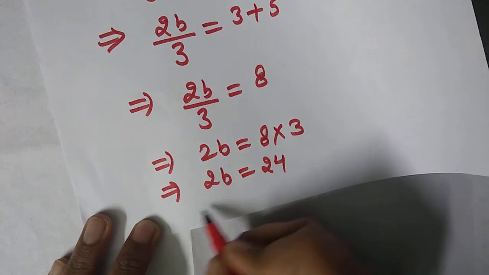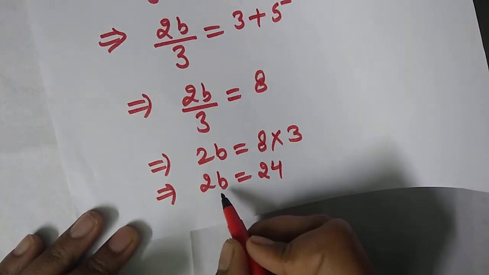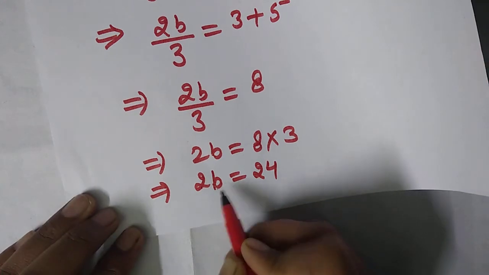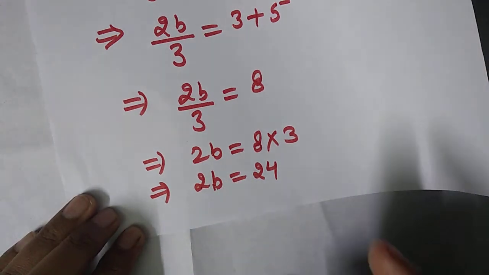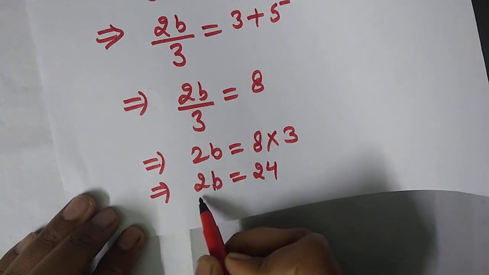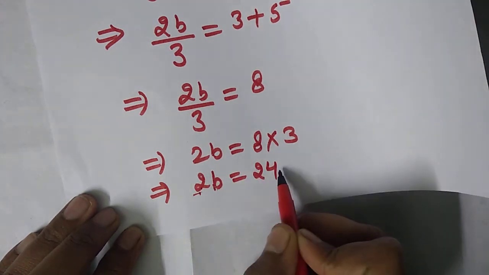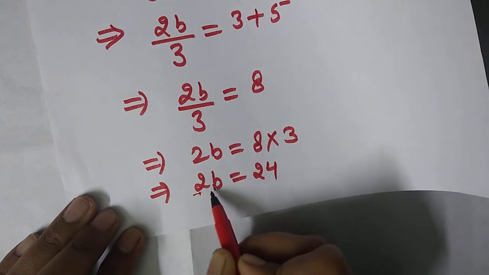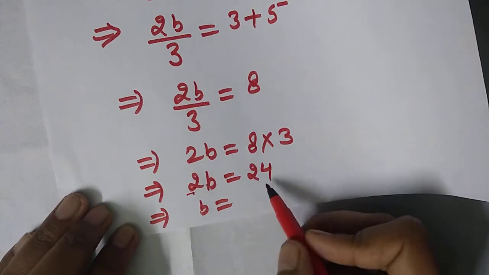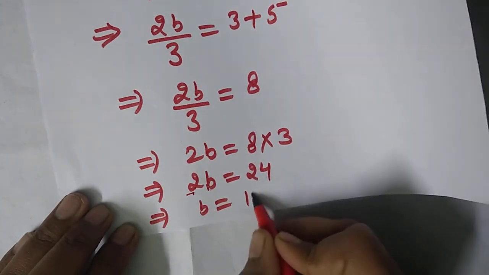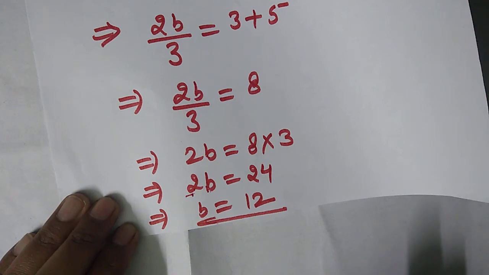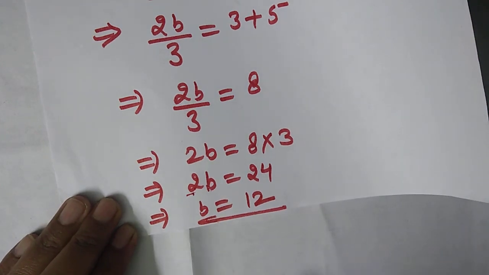Now we have to find the value of b. This 2 is in multiplication with b, and I want simple b, so I have to shift this 2 on this side. Since 2 is in multiplication with b, if I change its side, it will be in division. Now 24 divided by 2, it will be 12. So 12 is your answer. Now all the parts you have to do in your homework.